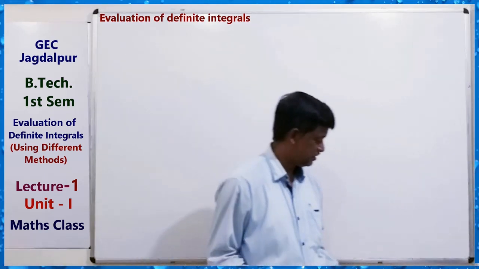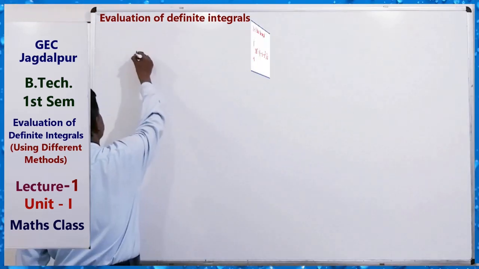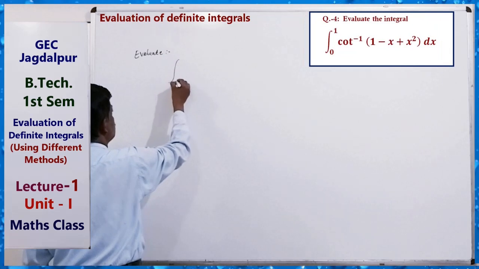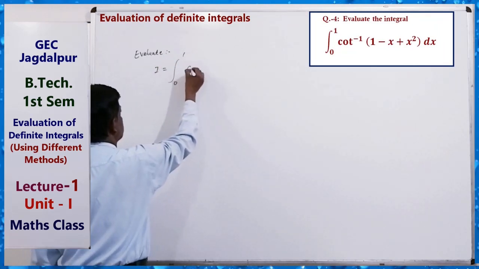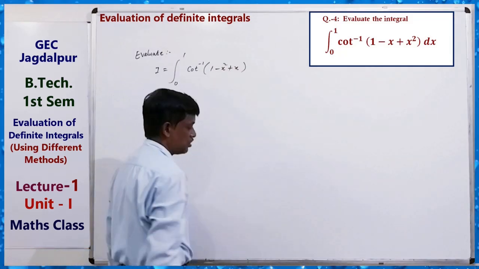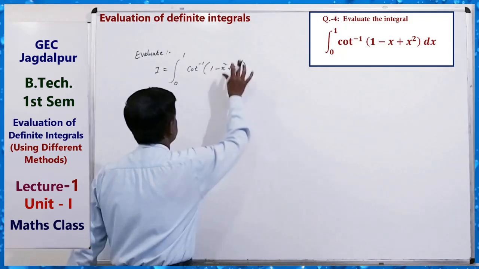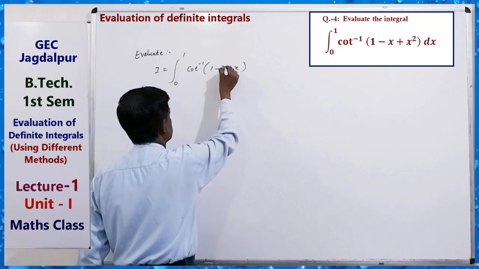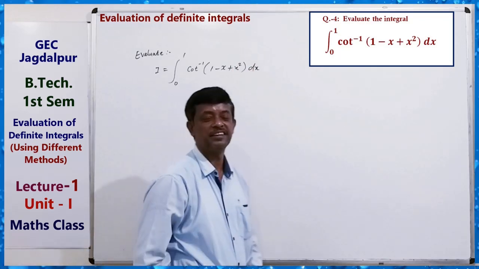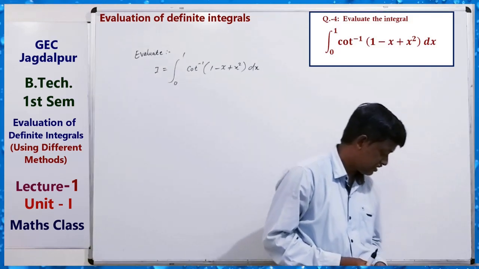So for today's class, last question. Just evaluate the integral from 0 to 1 of cot inverse of 1 minus x plus x square dx. Sorry, 1 minus x plus x square. Just evaluate this integral. Okay. So this is cot inverse 1 minus x plus x square dx.